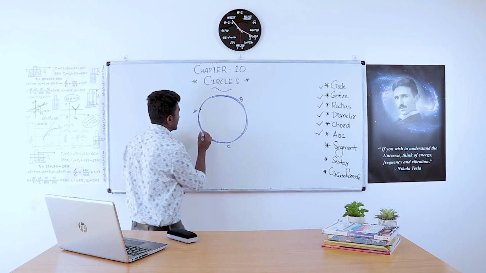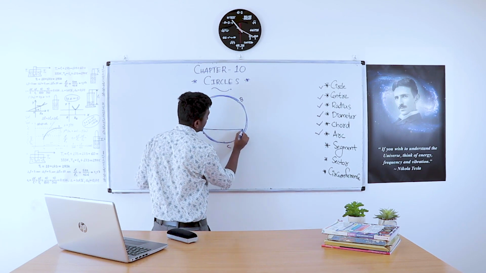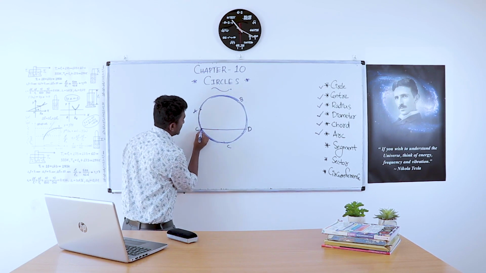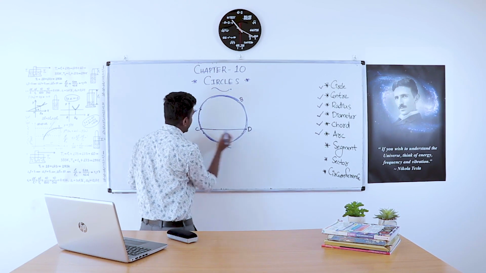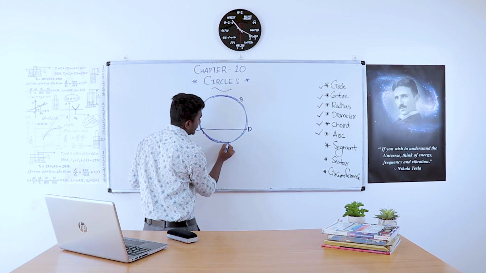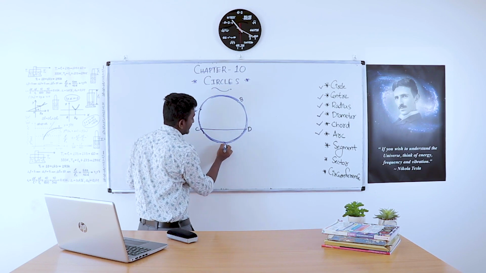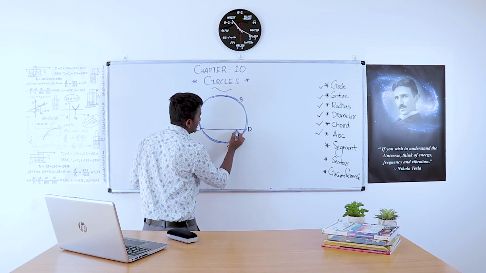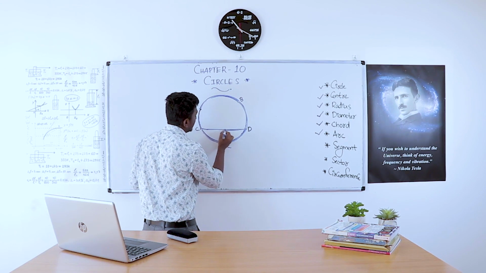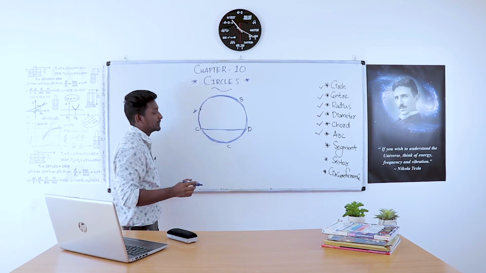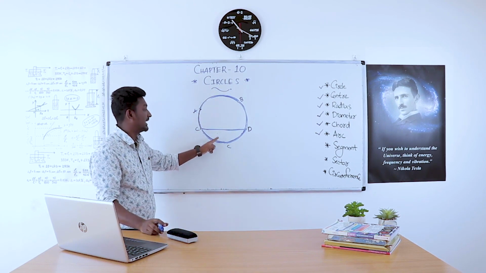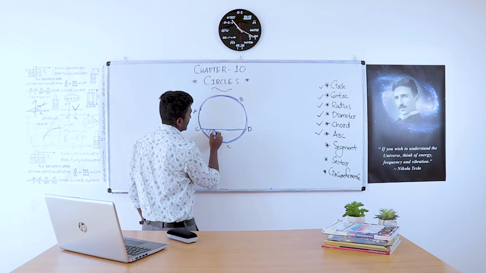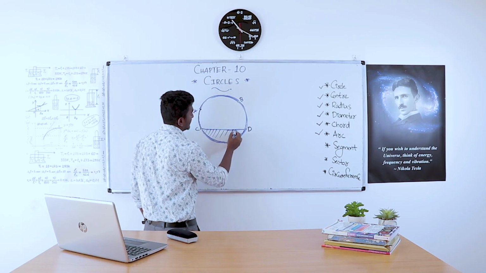Now, consider a small chord here. It is CD. Now, this C and D also gives an arc here. CD is a small arc here. Then the region between this arc and chord is the segment. This is a segment.